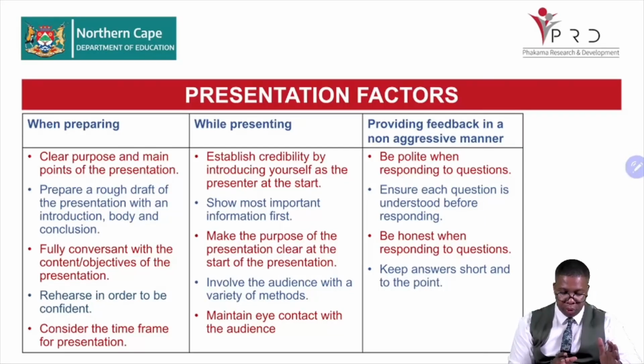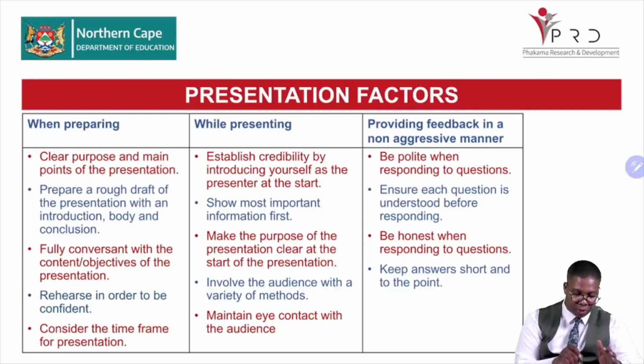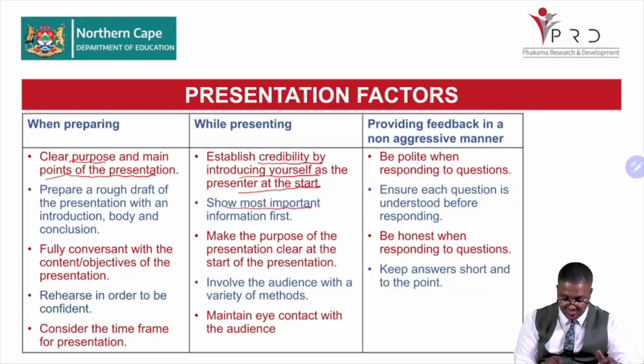Now, we will be looking at 3 factors at a go. For instance, when preparing, the presenter should have a clear purpose and the main points of the presentation. However, while presenting, they have to establish credibility by introducing themselves at the start of the presentation. And they also show the most important information first. So this important information will be the main points. And then when we look into another point, it says prepare a rough draft of the presentation with introduction, body, and conclusion. Hence, it's important to say in the introduction, they will talk about establishing credibility.